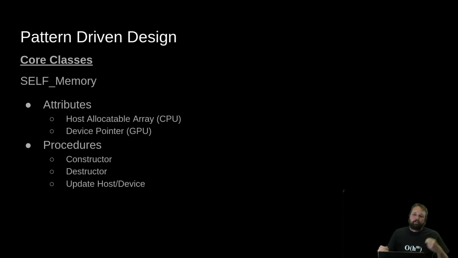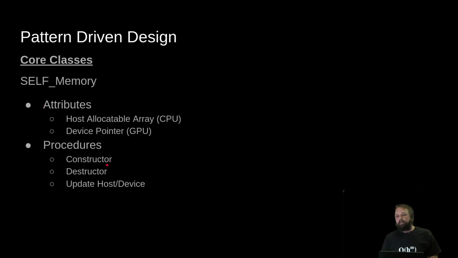So with that in mind, let's now talk a little bit about some of the patterns that we have in the code that allow us to create the API that's now available for creating solvers for PDEs and conservation laws. All right. So at the core of this, we need to run on CPU and GPU hardware. So we need a data type that can hold allocatable arrays in Fortran on the CPU side, and we need device pointers that can host that data on the GPU side. So we create a class called self-memory that has those two attributes in it, and then it's really four basic types of functions.